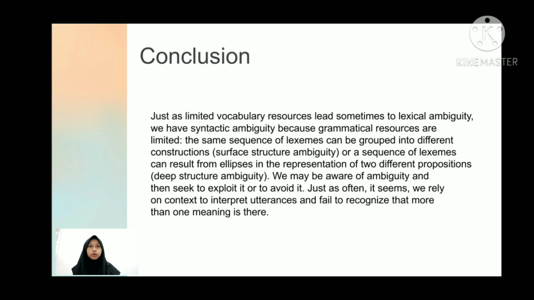We may be aware of ambiguity and then seek to exploit it or to avoid it. Just as often, it seems we rely on context to interpret utterances and fail to recognize that more than one meaning is there.